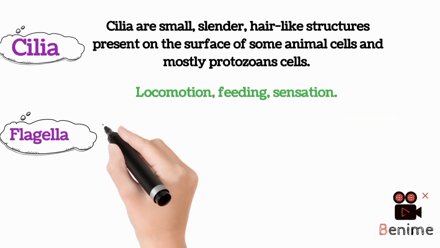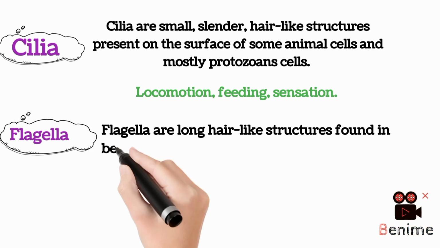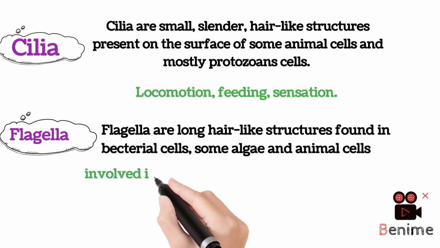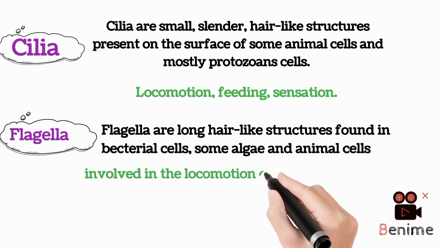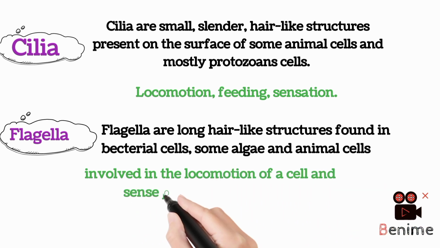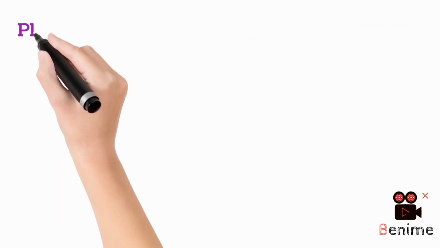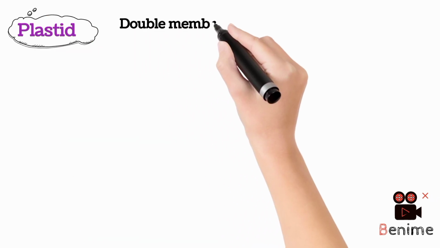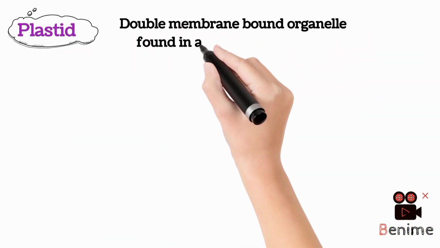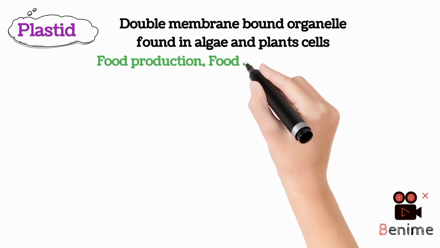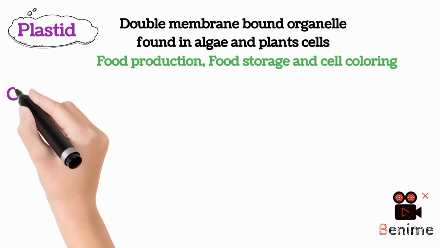Flagella. Flagella are long hair-like structures found in bacterial cells, some algae and animal cells. Flagella are involved in locomotion of a cell. Some special flagella are used in a few organisms as sensory organs that can sense changes in pH and temperature. Plastid. A plastid is a double membrane-bound organelle which is found only in the cells of algae and plants. Plastids are responsible for food production, food storage and cell coloring.